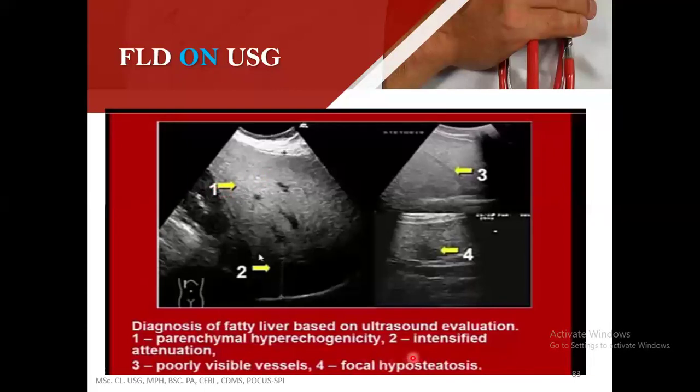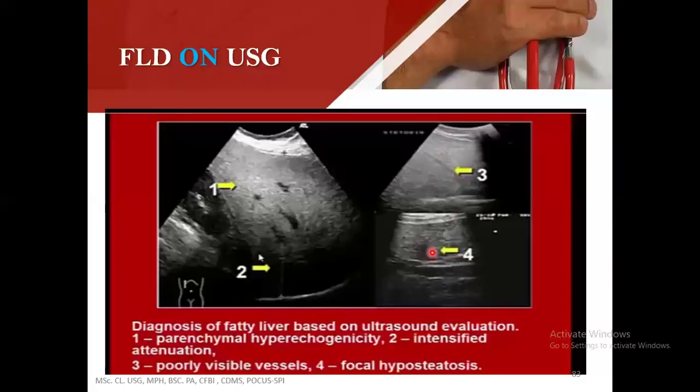The 2 is intensified attenuation. Have you seen that the beam will come all the way to this place, but when it gets here, now the posterior part of the right lobe is not seen? All the way, the beam has been absorbed by the fat. They are attenuated. We did it in physics. Poorly visible vessels, that's the number 3. Have you seen the portal vein? You don't even see it because fat deposits have covered it.